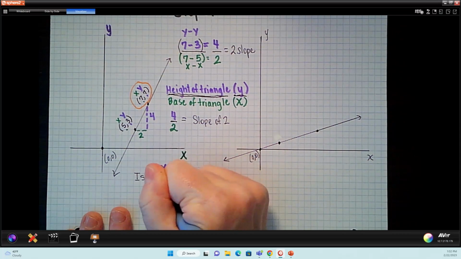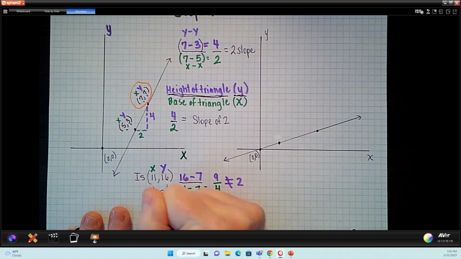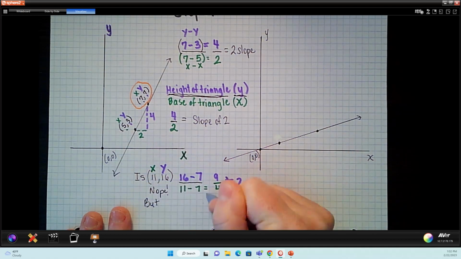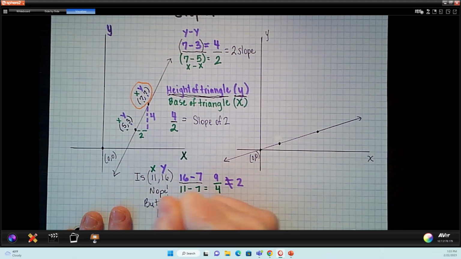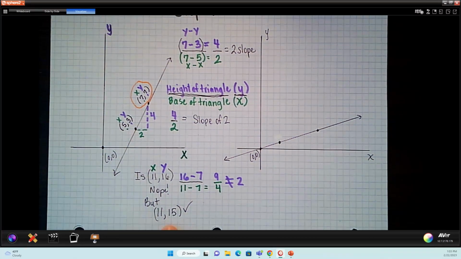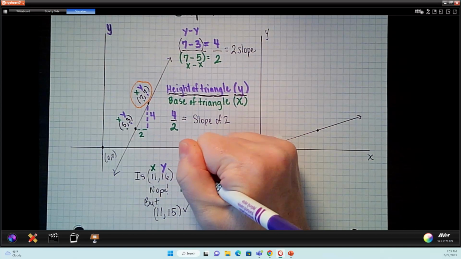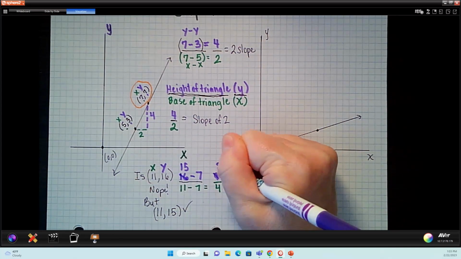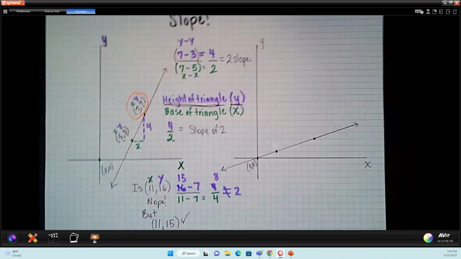So this will not work. Nope. That one won't work, okay? But the 11 works, and 15 would work. So I can say that this one is on the line. If I replace that 16 with a 15, 15 minus 7 is 8, and 8 divided by 4 is 2. Okay? So this is a really good way to check to see if a point is on the line.